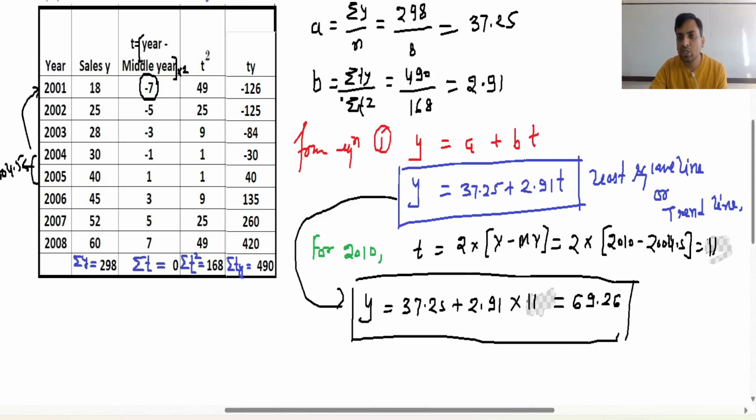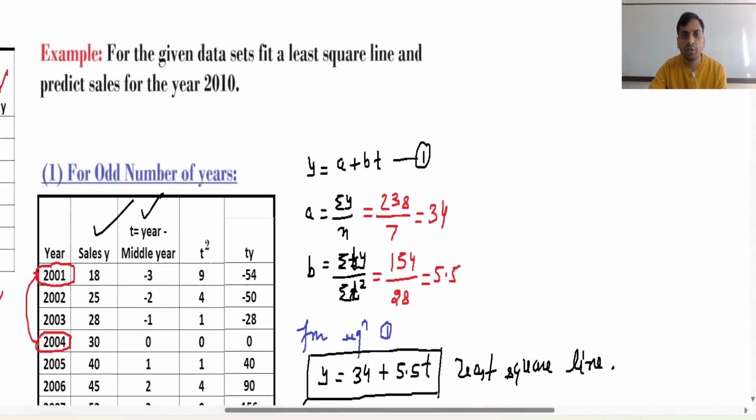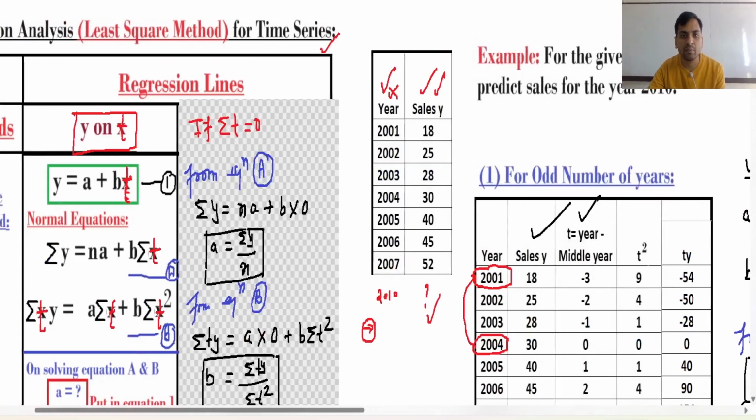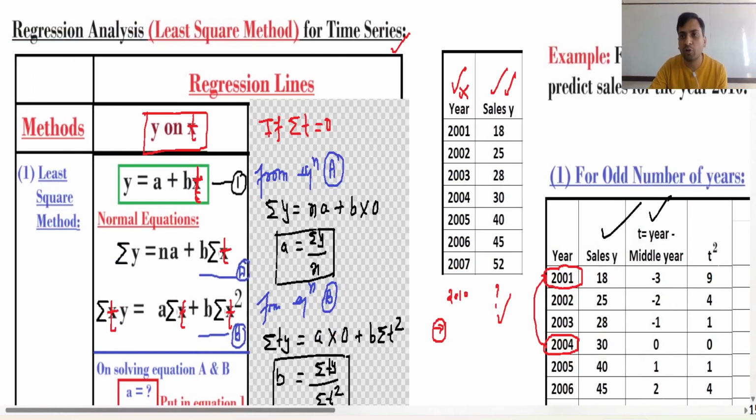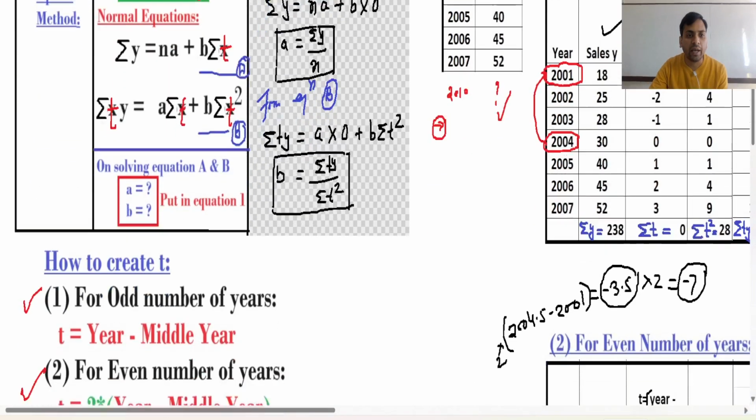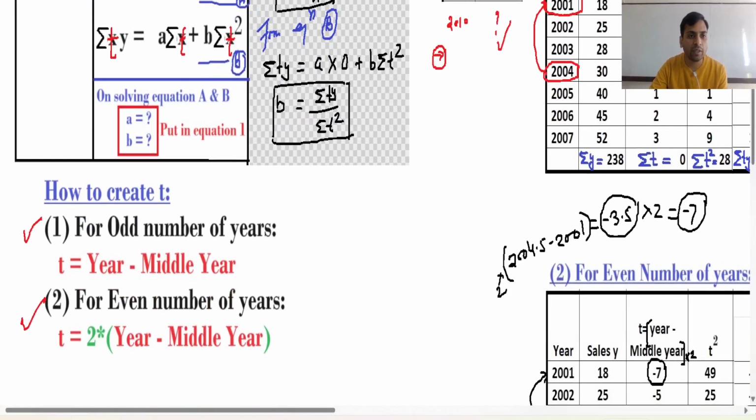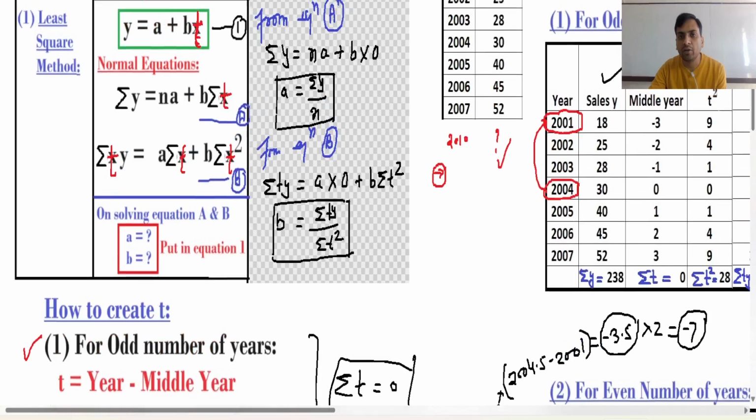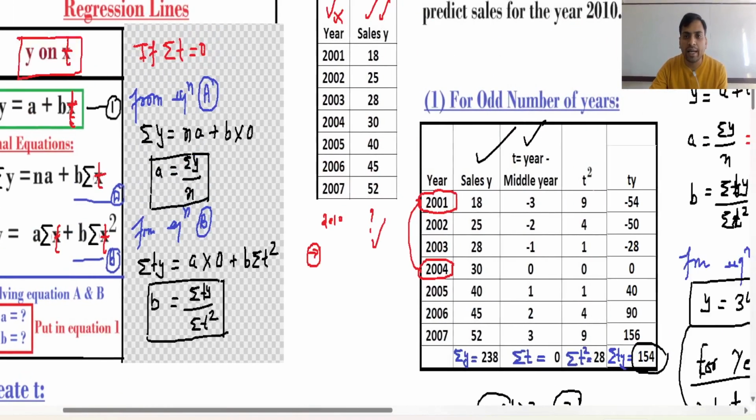So this is the least square method for time series data, and this is only for y on t, and you need to create t on the basis of these two concepts to get summation t as 0. So I hope you understand this concept.